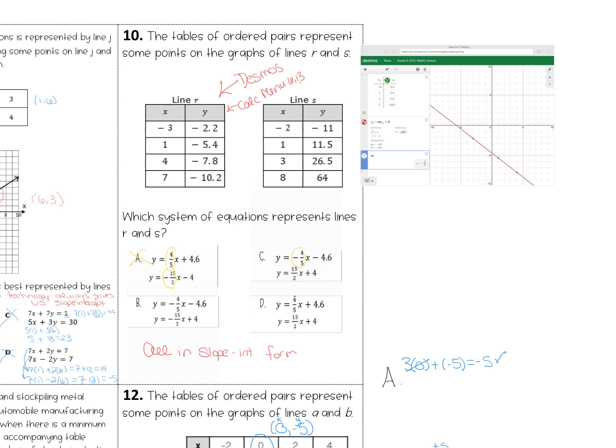Here's an M, that's right, that's good. Okay, I can keep going. Here's an M, that's right, I'm good, keep going. Here, this is a +4/5 and a +15/2, so it's not this one.